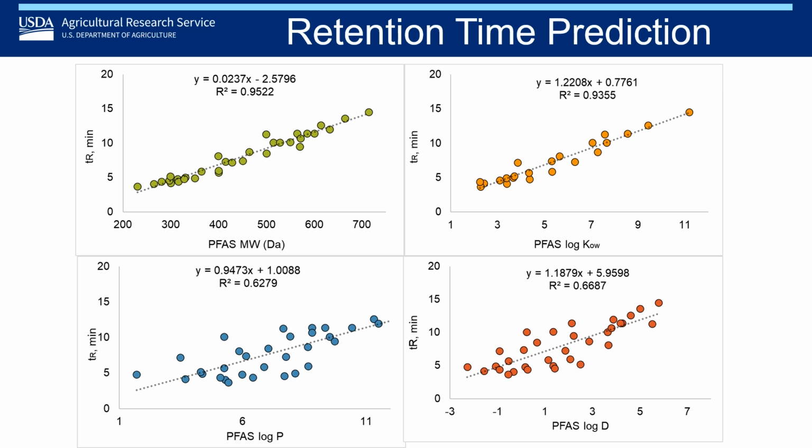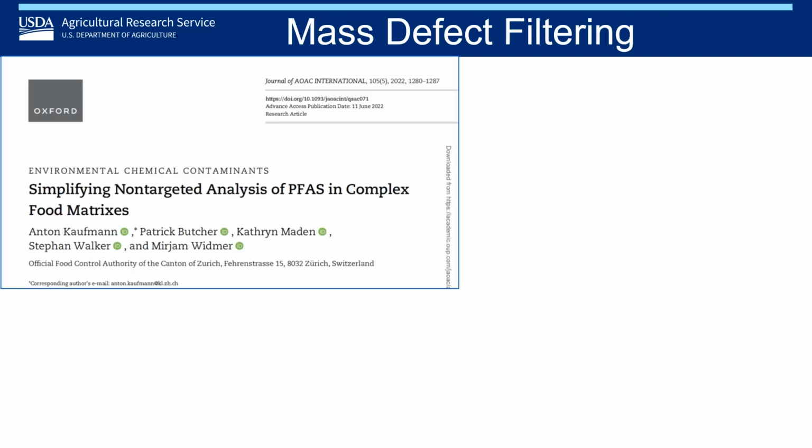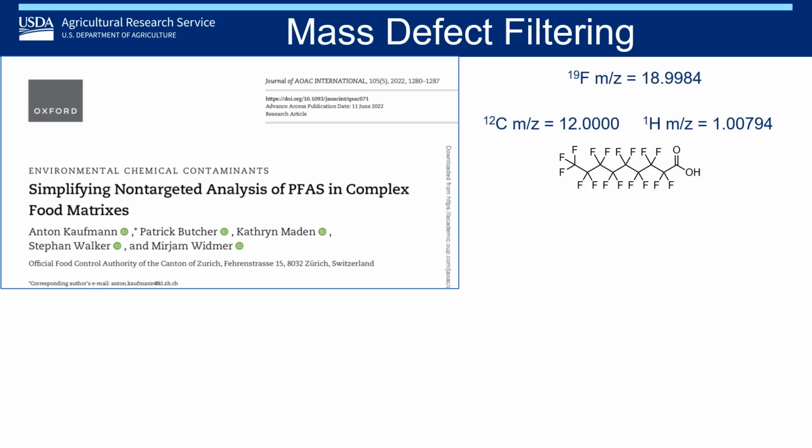Next, we ended up using something established by Kaufman et al. 2022, who utilized the inherent negative mass defect of a lot of the PFAS substances to their advantage. So for those of you who need a bit of a refresher, mass defect is the difference between the integer mass and the actual exact mass. So as you can see, for fluorine, we actually have a negative mass defect as we go from 19 to 18.9984, whereas hydrogen has a positive mass defect.